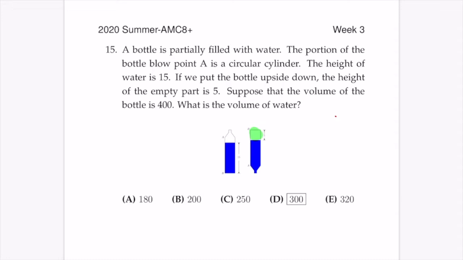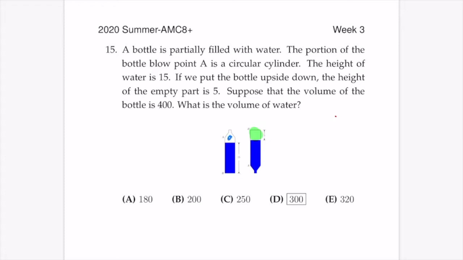Problem 15. A bottle is partially filled with water and the height of the water is 15. And if we turn the bottle upside down, then the empty part is 5. So what we can observe is that the green region has the same volume as the red one.